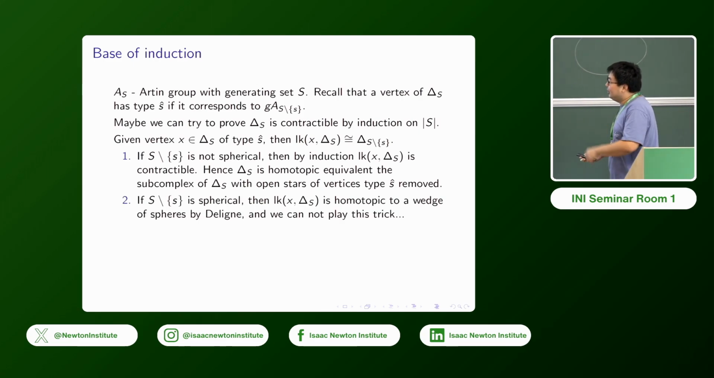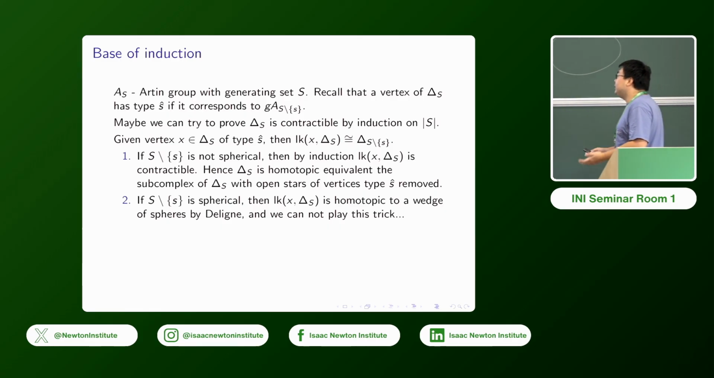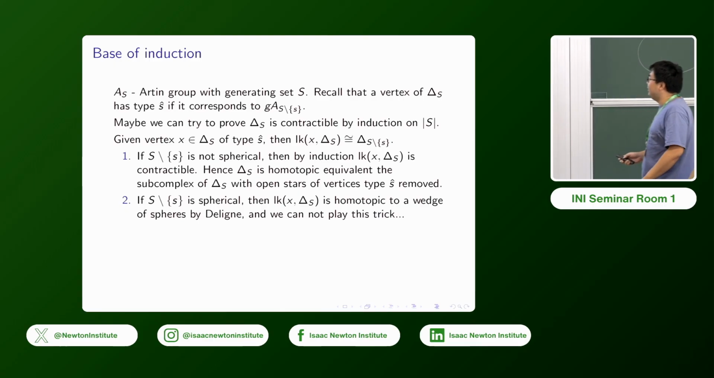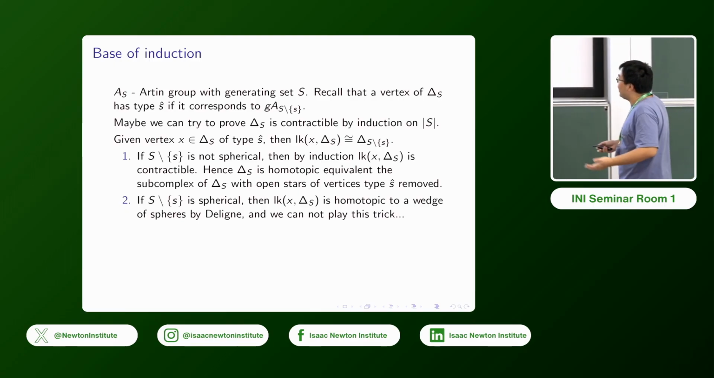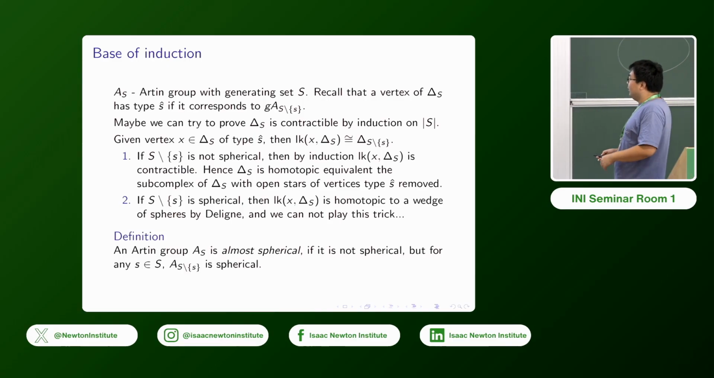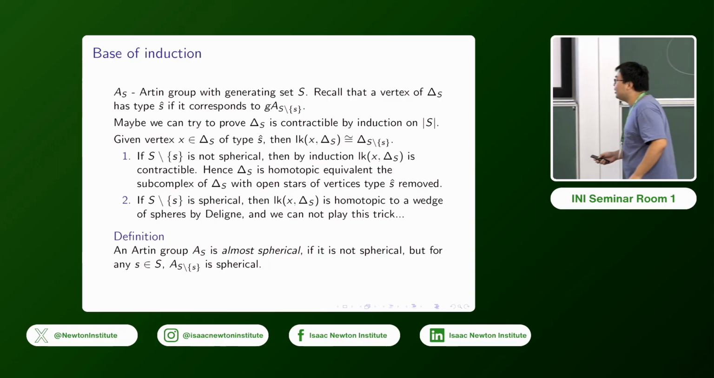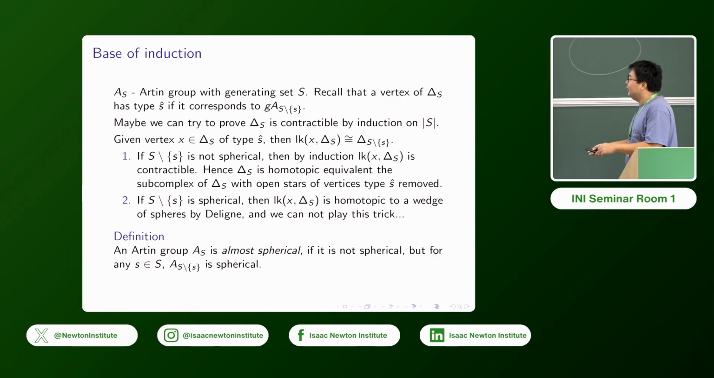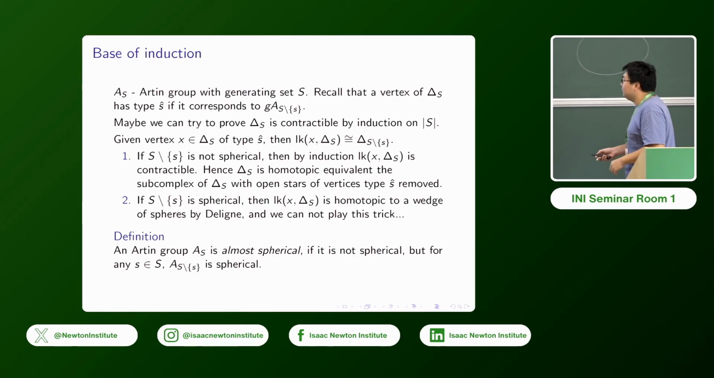But there's another case. If this smaller Artin group is spherical, then we know the link is homotopy equivalent to a wedge of spheres by Deligne, and there's no way we can play this trick. So that means there's this base case of the induction, where we cannot perform this kind of trick. This base case corresponds exactly to Artin groups which are almost spherical. That means those Artin groups which are not spherical, but as long as you remove one generator, it becomes spherical. So now I'm going to focus on how we deal with the almost spherical Artin groups.